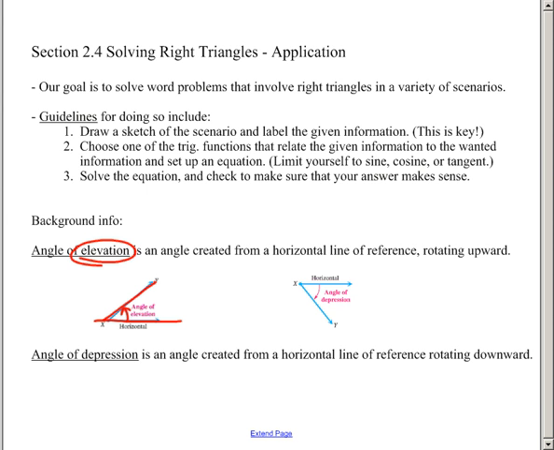And then you also have an angle of depression. From the horizontal line of sight, it rotates downward, and so depressing being down, that's the way you can remember that one. And so we're going to use those two terms as we go through these problems, but I wanted to just mention them before they hit us in the face.